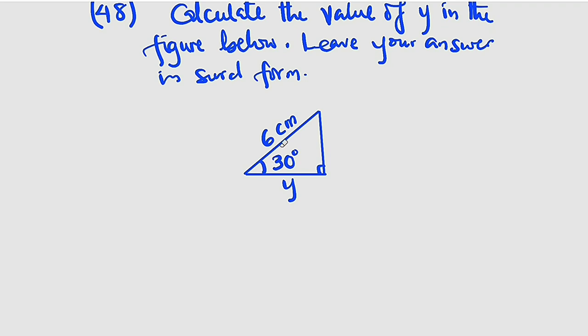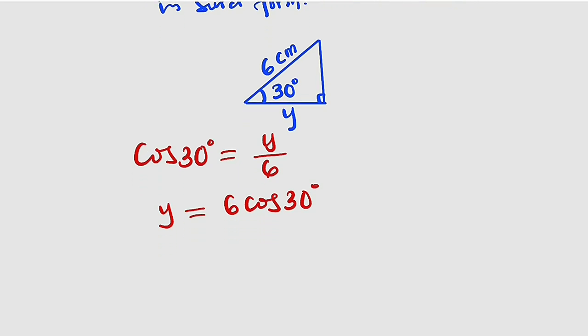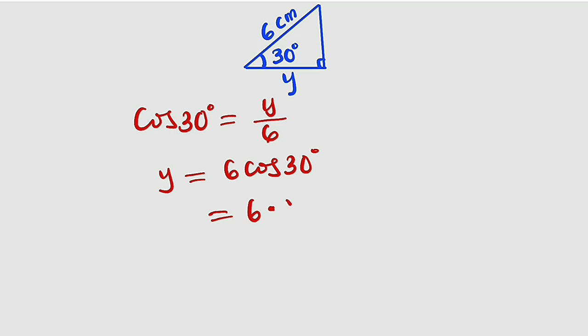So remember that the relationship between the hypotenuse, which is the longest side, and the adjacent side is what? Cosine. So cosine of that angle will be equal to adjacent divided by the hypotenuse. To make the adjacent the subject, we can multiply both sides by 6. So this is 6 multiplied by cosine of 30 degrees. And cosine of 30 degrees is root 3 divided by 2. So this is 6 multiplied by root 3 divided by 2. And you know that 2 can divide 6 exactly 3 times. So this is the same thing as 3 multiplied by root 3. This is our answer in surd form.